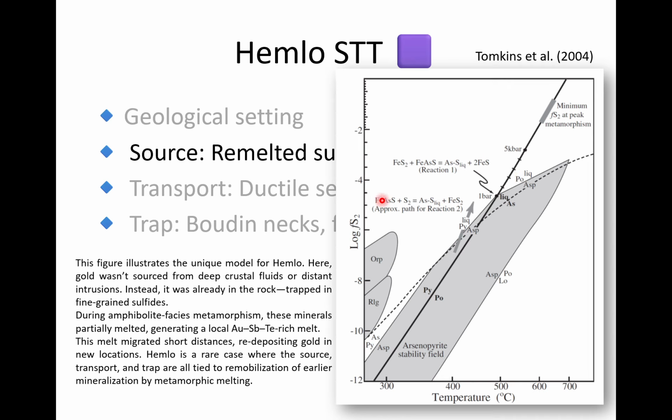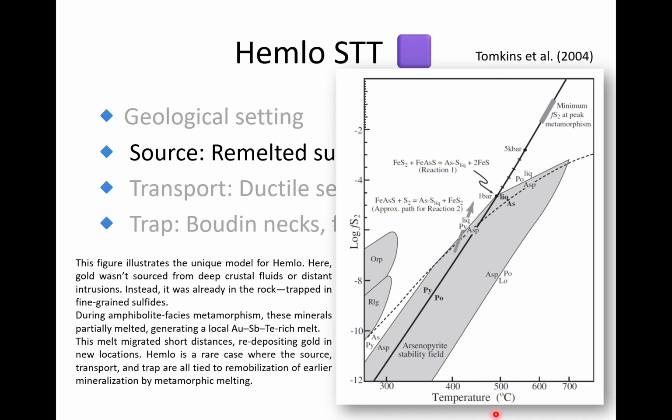Reactions 1 and 2 show how arsenopyrite breaks down into molten arsenic and sulfur liquid, especially when fS2 is high, as expected in Hemlo. And this melt can incorporate not just arsenic and sulfur, but also stibnite, tellurium, and most critically, gold.